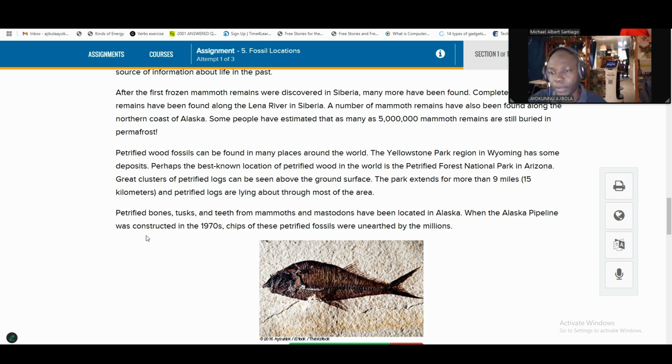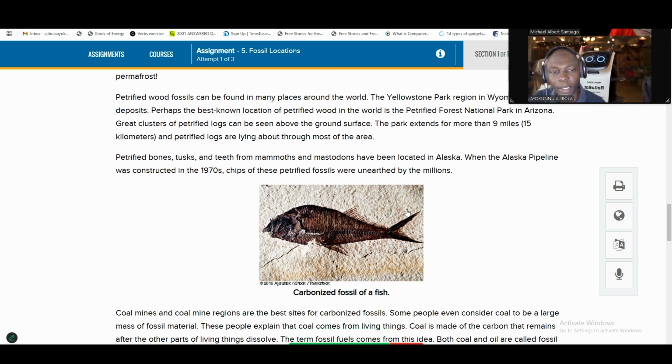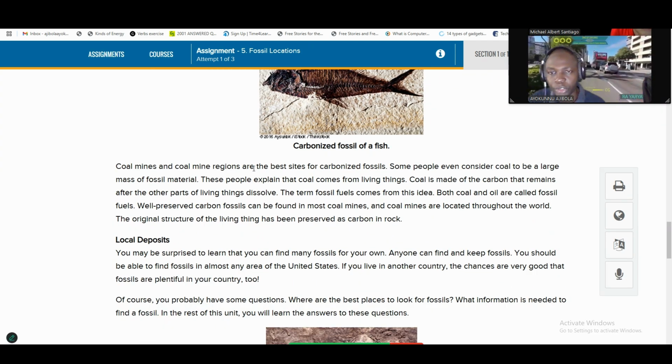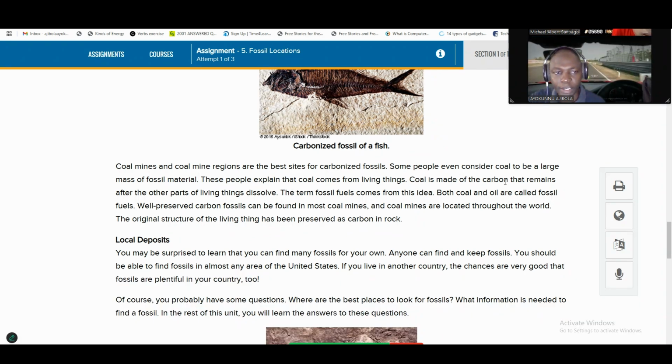When the Alaska pipeline was constructed in the 1970s, chips of these petrified fossils were unearthed by the millions. Coal mines and coal mine regions are the best site for carbonized fossils. We mentioned that yesterday. Some people even consider coal to be a large mass of fossil material. These people explain that coal comes from living things. Coal is made of carbon that remains after the other parts of the living things dissolve. The term fossil fuel comes from this idea.